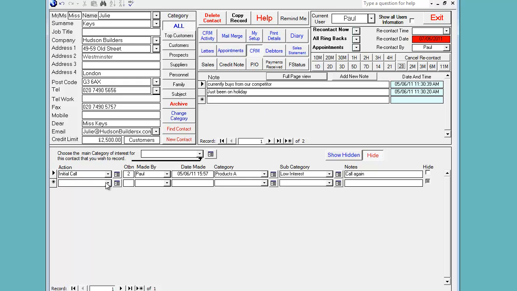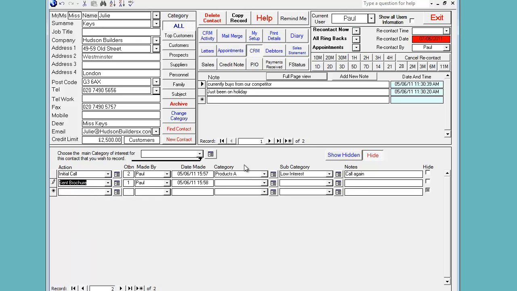If we assume that 2 days has gone by, I can say that I've contacted her again, and Julie has expressed some interest and requested a brochure. Again on product A, and at the moment the interest we'll say is medium.